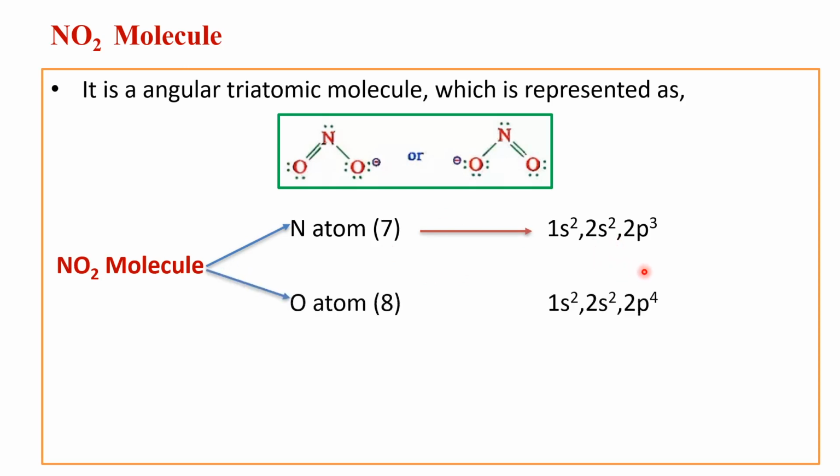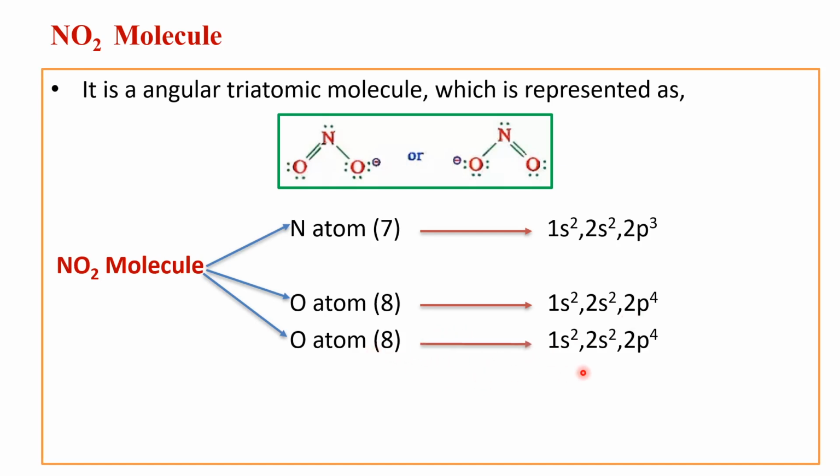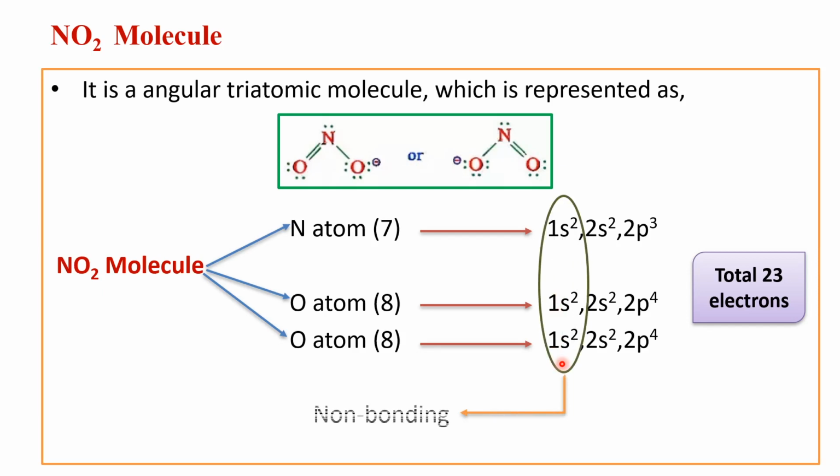Then we have the first oxygen atom with the atomic number 8, meaning the electronic configuration is 1s2, 2s2, 2p4. Then the third atom is the second oxygen atom with the atomic number 8, meaning the electronic configuration is 1s2, 2s2, 2p4. So in total this molecule consists of 23 electrons. Out of these 23 electrons, the 6 electrons, or we can say the 3 atomic 1s orbitals, are not used for bonding purposes, and hence they are named the non-bonding orbitals.